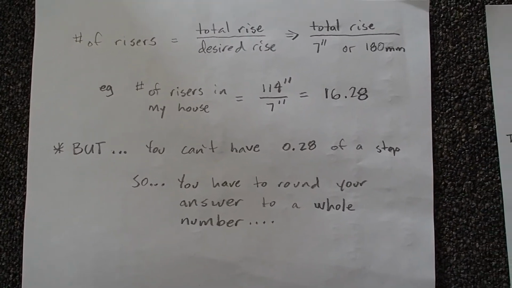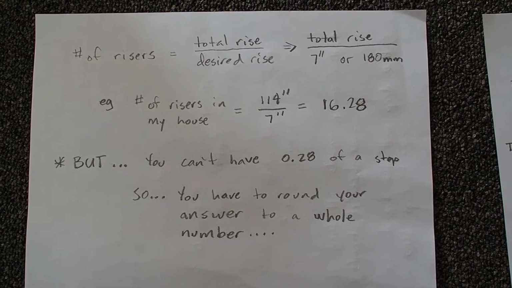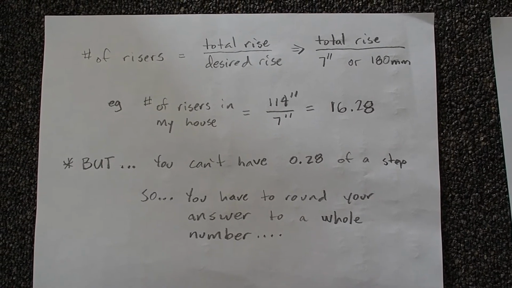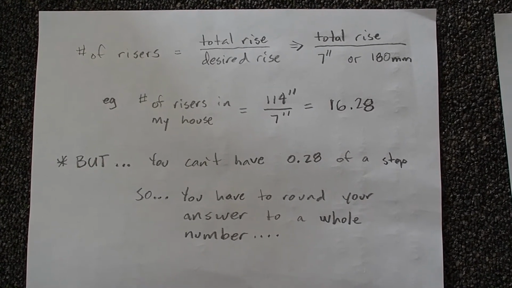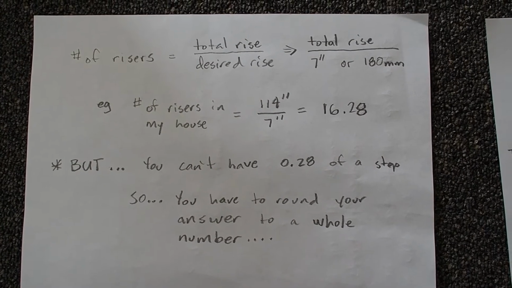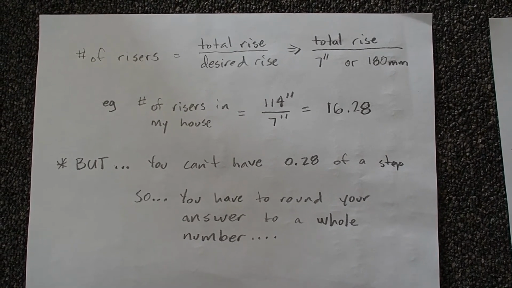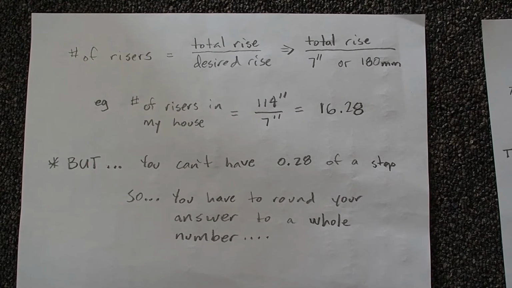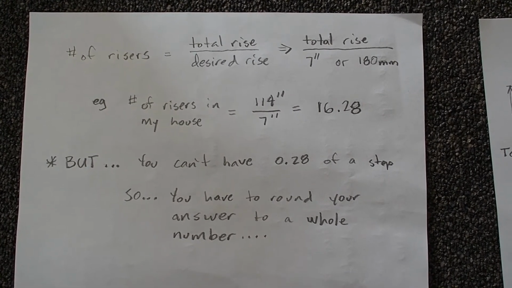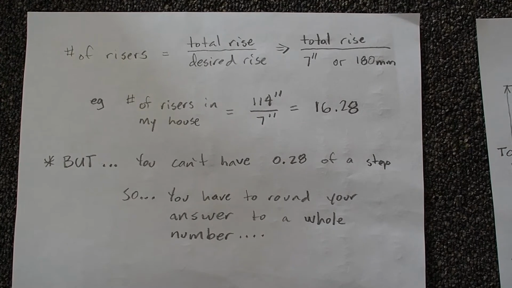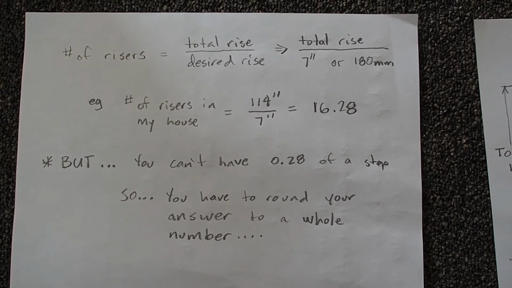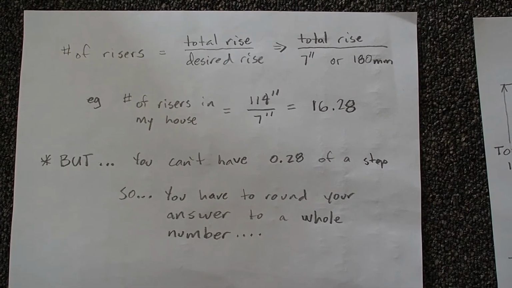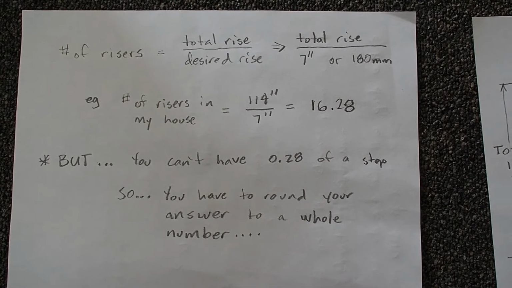So this page here goes over the math for calculating how many risers we're going to have. So the number of risers is equal to the total rise divided by the desired rise. The desired rise is the number on the last sheet, or 7 inches. So if you're doing it in imperial, it would be the total rise divided by 7, and if you're doing it in metric, it would be the total rise divided by 180 millimeters.